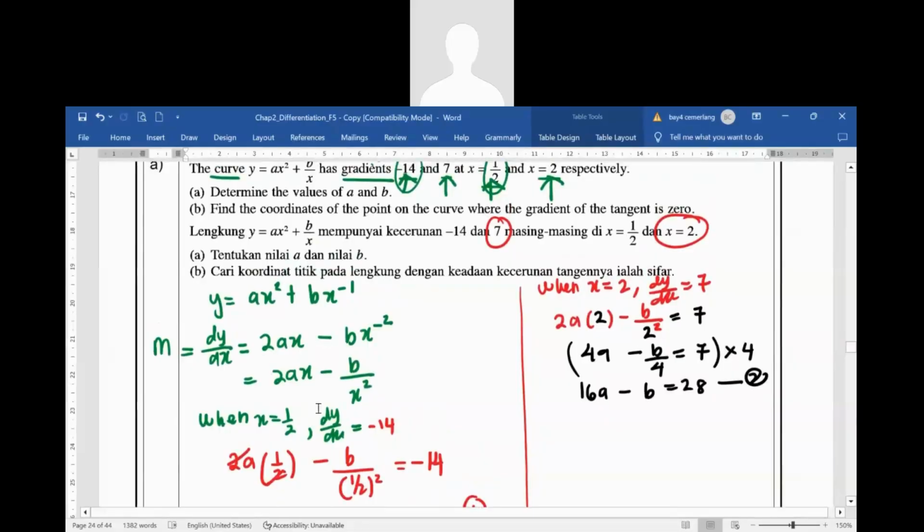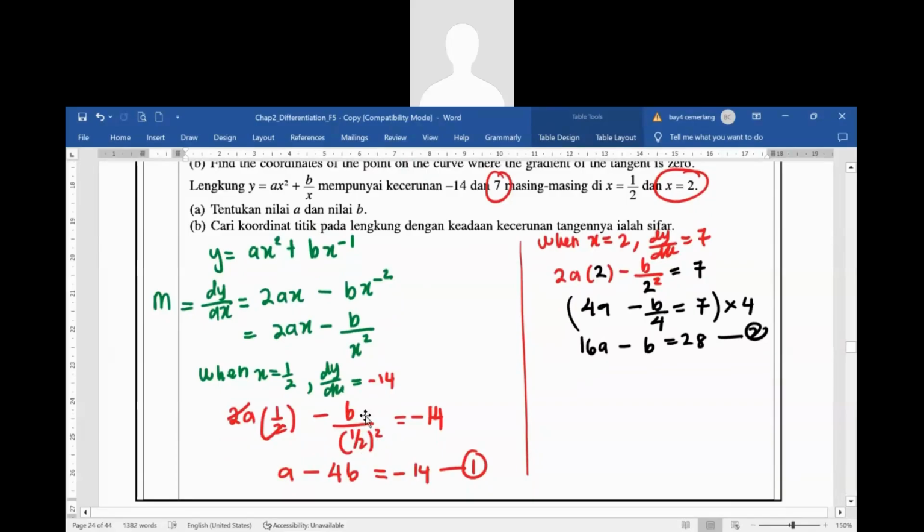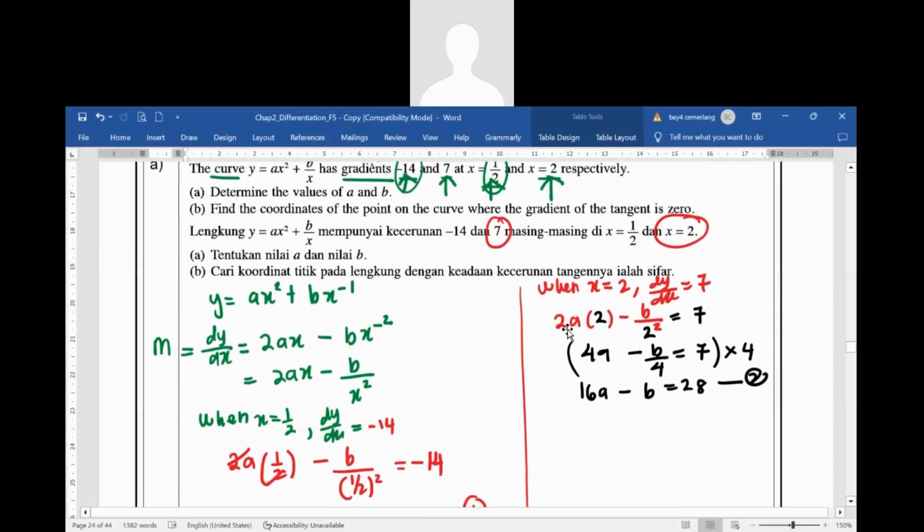Before that, let me check whether everything we did is correct or not. So x negative 2, 1 over 2, 4, negative 4b, okay. All right. 2a to 4a minus b over 2 square, so okay. 2 square is 4. And times 4 the whole thing.